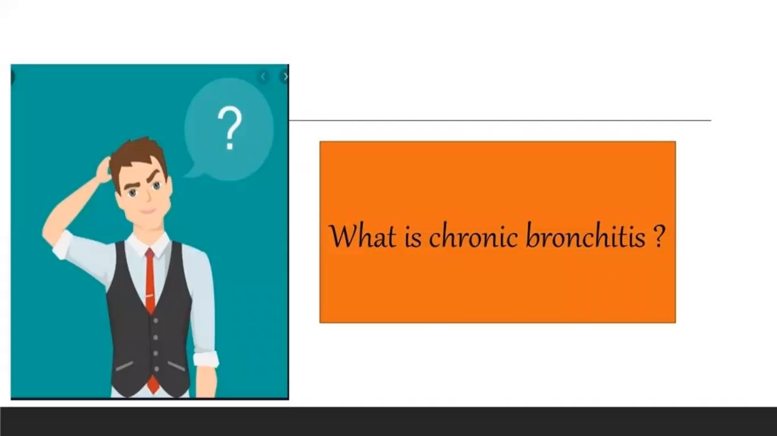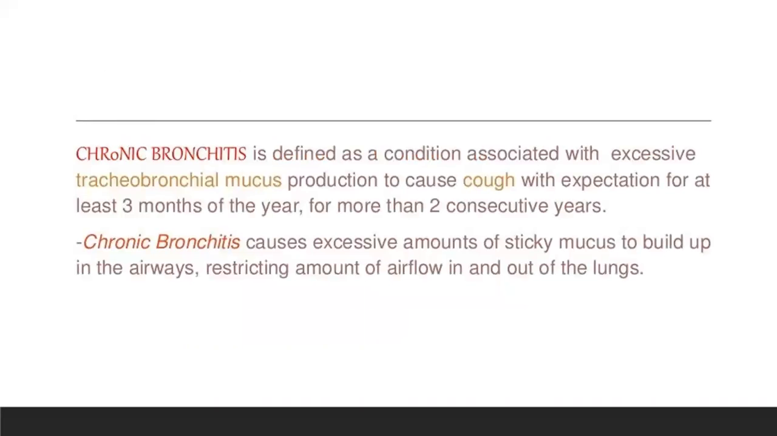What is chronic bronchitis? Chronic bronchitis is defined as a condition associated with excessive tracheobronchial mucus production to cause cough with expectoration for at least 3 months of the year for more than 2 consecutive years. Chronic bronchitis causes excessive amounts of sticky mucus to build up in the airways, restricting the amount of air that flows in and out of the lungs.